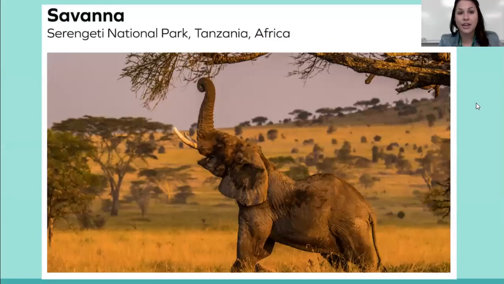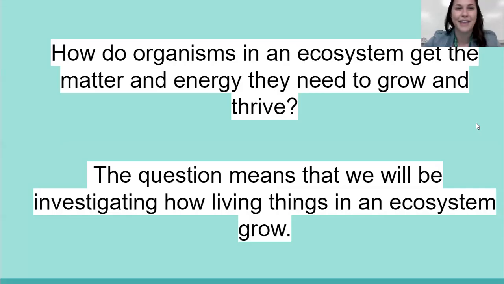Now, I want you to think about this ecosystem, the savanna. I see a living thing right here. We know that elephants live in savannas. We also know giraffes and lions and other types of animals live there. What do all of those living things need in order to grow and thrive? Keep that question in mind. We're going to keep thinking about that.